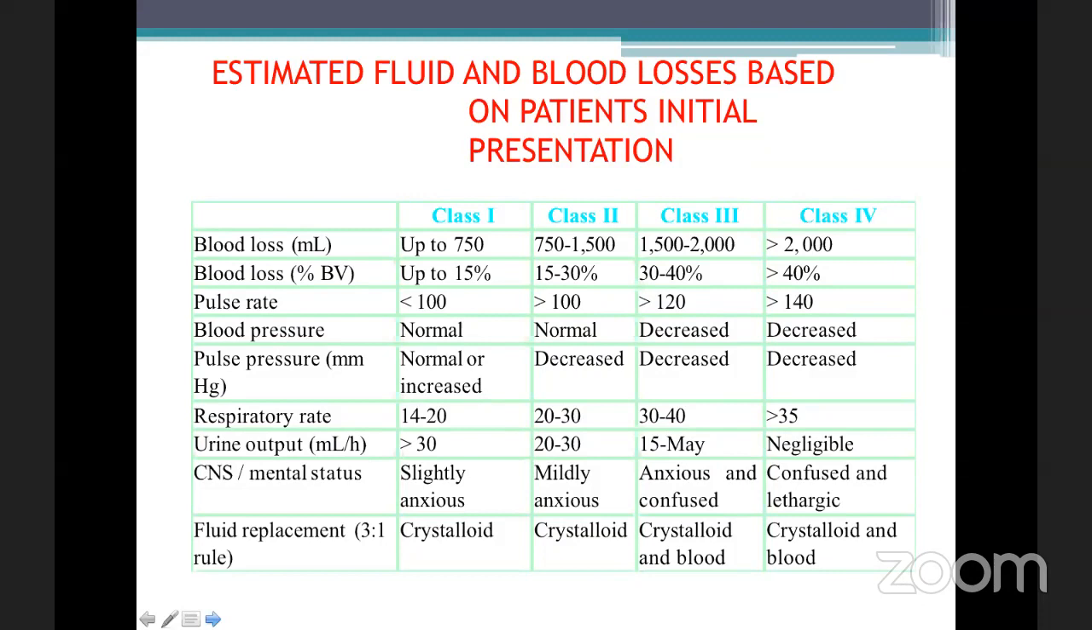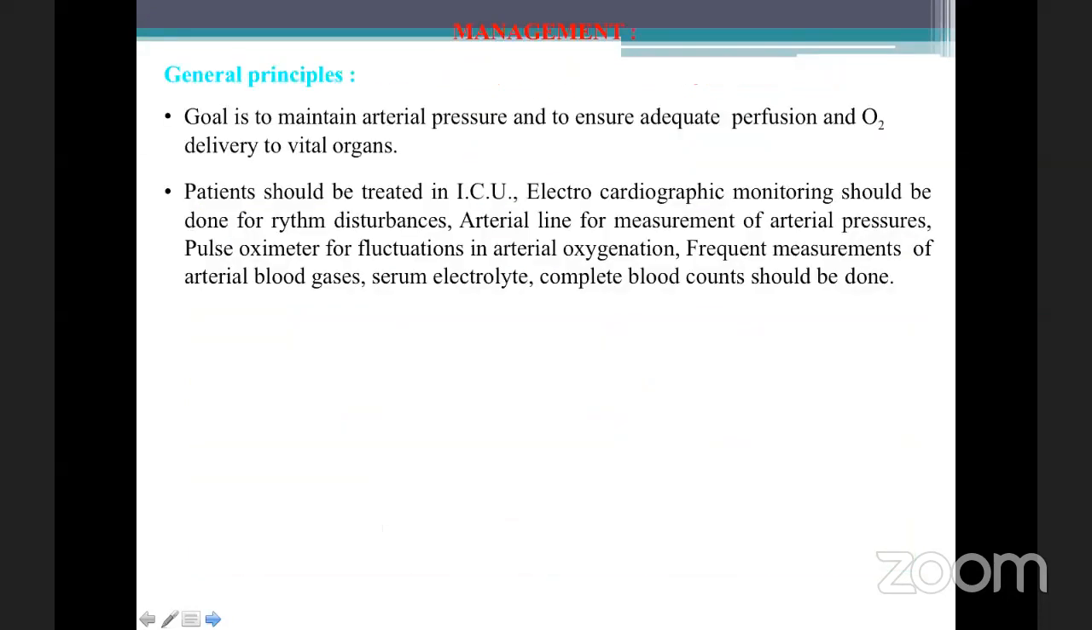If the hypovolemia is less, we can manage it with crystalloid, but as the severity increases, you need to replace it with blood transfusion. So how do we manage? Basically, in a trauma setup, the basic dictum of basic life support has to be taken care of. You need to take care of the patient with respect to airway, breathing, circulation.